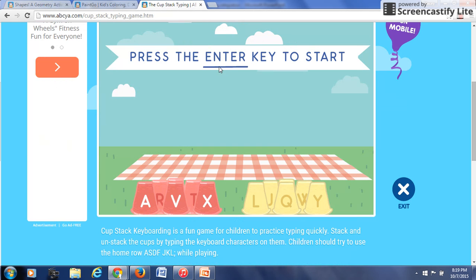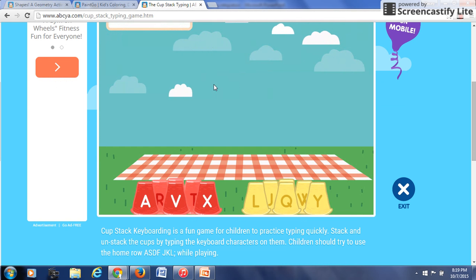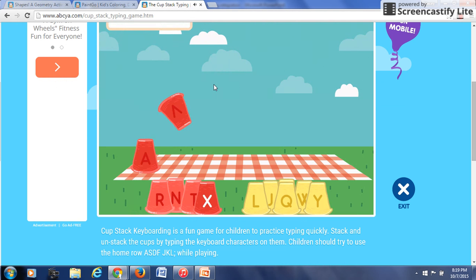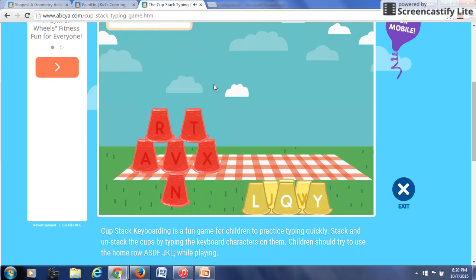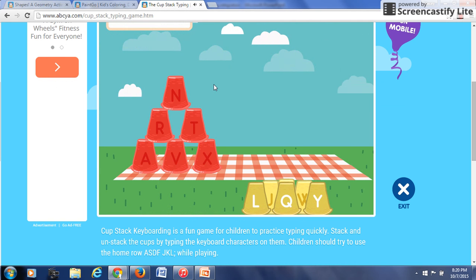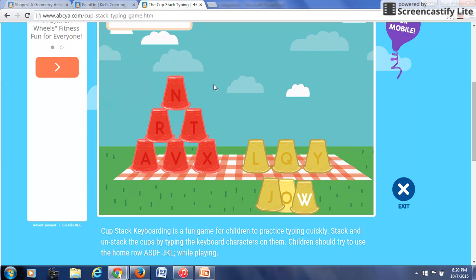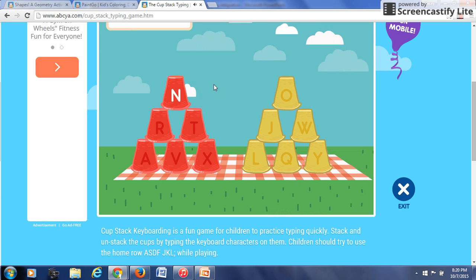The other keyboarding game that I would use, besides handwriting or keyboarding without tears, which I've talked about before, is basically a cup stacking game where the kids put their hands on the home row and they have to type the letters that are lighting up using proper form. And this is where teaching would have to come in. If you see them hunting and pecking, you need to teach them to go back to the home row, use the proper letters and proper fingers.